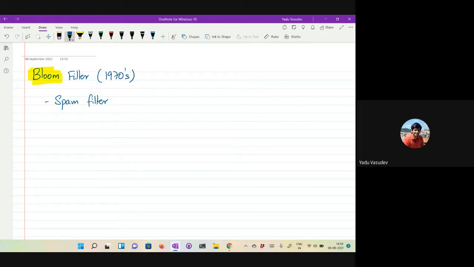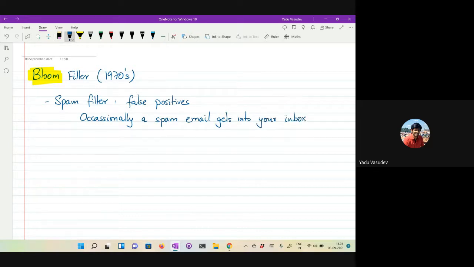So you are going to do membership again, where for every element in that set we need to answer correctly whether it is in the set or not. But for elements that are not in the set, it is okay to give a wrong answer once in a while. Just like a spam filter, it's going to have false positives. In the case of a spam filter, it means that occasionally a spam mail gets into your inbox.